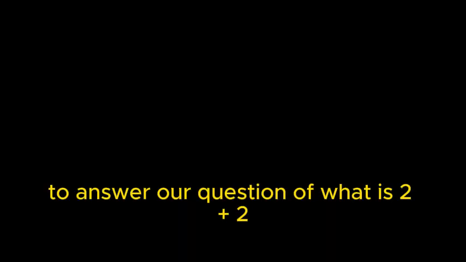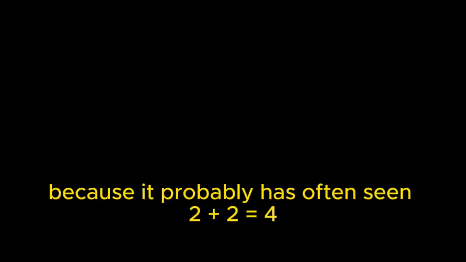Although, as we will see, you can add new features to GPT using a plugin system, GPT does not include a calculator by default. To answer our question of what is 2 plus 2, GPT generates each token one at a time. It answers correctly because it probably has often seen 2 plus 2 equals 4 in the texts used for its training. It doesn't really do the calculation, it is just text completion.